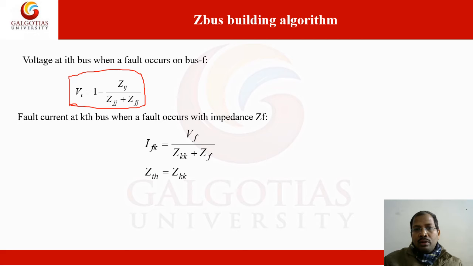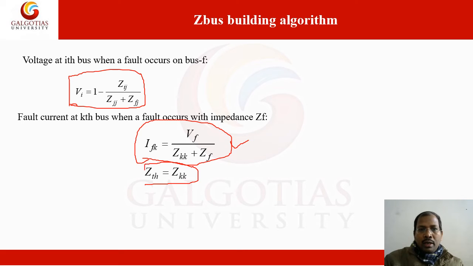Similarly for the current, we can find out the current IFK equal to VF by ZKK plus Zf. So this is the fault current. So here Z Thevenin is equal to ZKK. So if the fault occurs at the kth bus, Z Thevenin is nothing but the diagonal element ZKK.